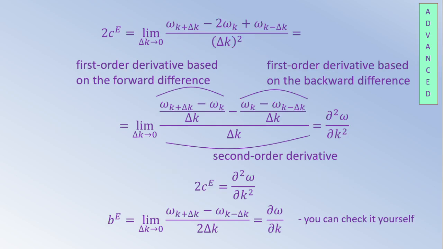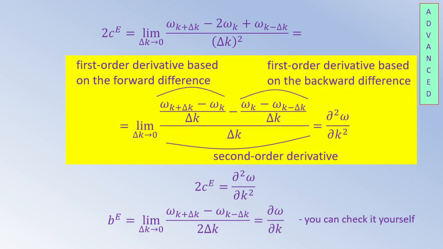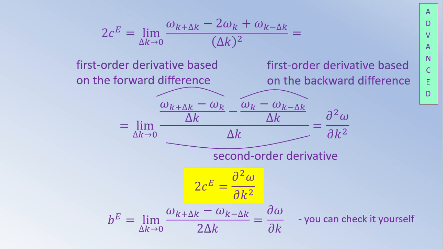It should also be pointed out that the limiting formula we obtained is none other than the so-called second derivative of the frequency with respect to the wave number. Indeed, by definition, the first derivative is equal to the limit of the ratio of the difference between the values of a function at 2 points to the difference in positions of these points, provided that the difference in positions becomes infinitely small. The second derivative is the derivative of the first derivative. It is determined based on the forward difference and the backward difference, which is fully consistent with our formulas. Hence, it appears that the coefficient 2c^e is exactly equal to the second derivative of the frequency with respect to the wave number.